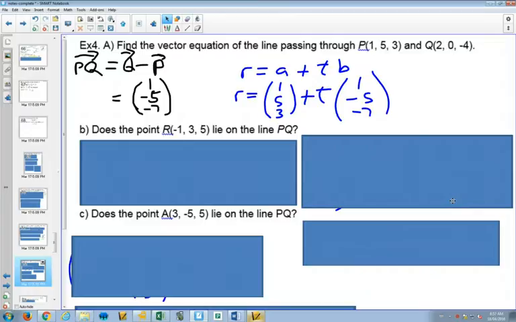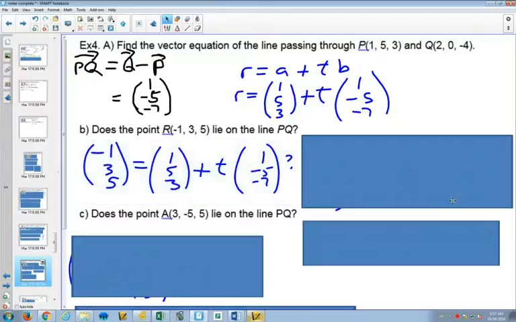So for vectors, to do really well on vectors, you really just have to take the time to understand what the different parts mean. One, I have a direction vector. How do I find a vector between those 2 points? I can do that by just subtracting them and then writing out that equation. So now the question is, does this point lie on that line? Or is it just a little bit off?